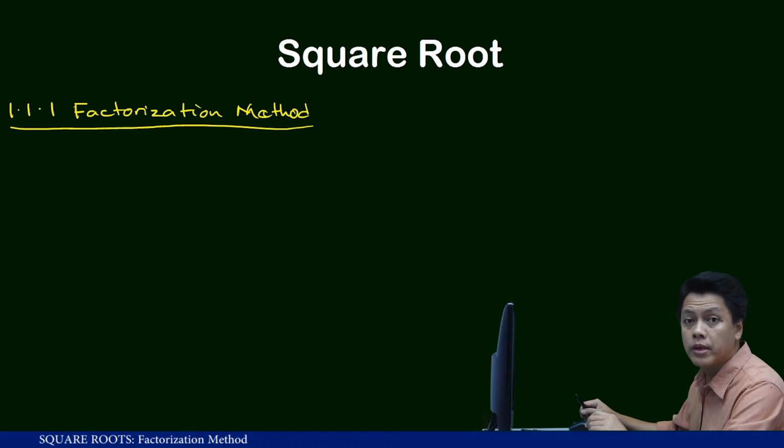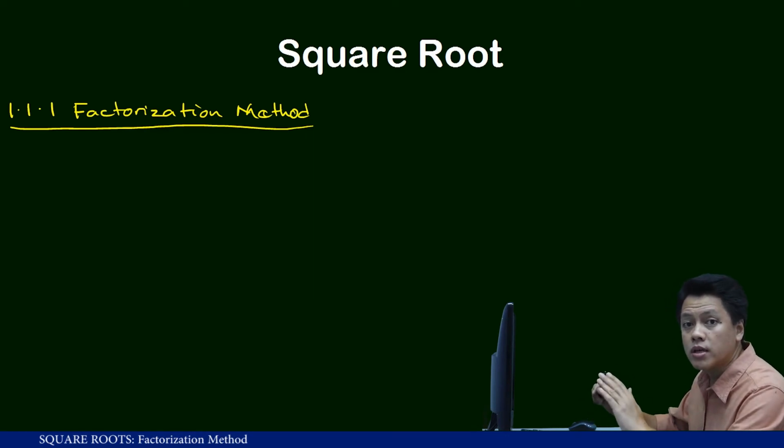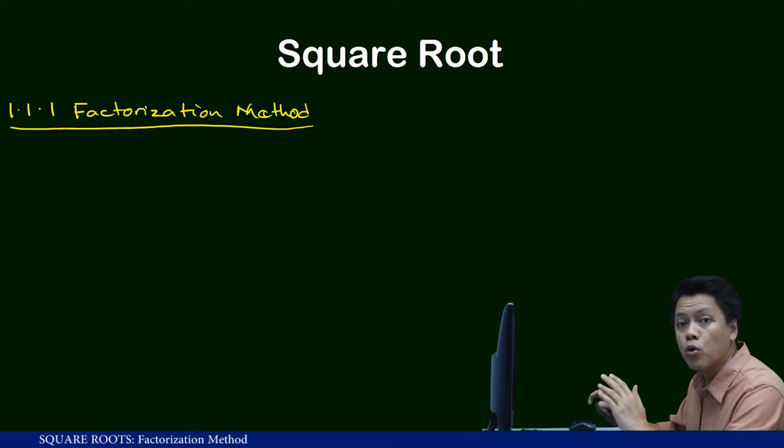Before we go into the main lesson, let's go through a recap first. This is something that you have already learned in your previous classes. If you want to find out the square root of a perfect square number, we would construct that number into the product of two integers of the same value. For example, if you want to find out the square root of 4.